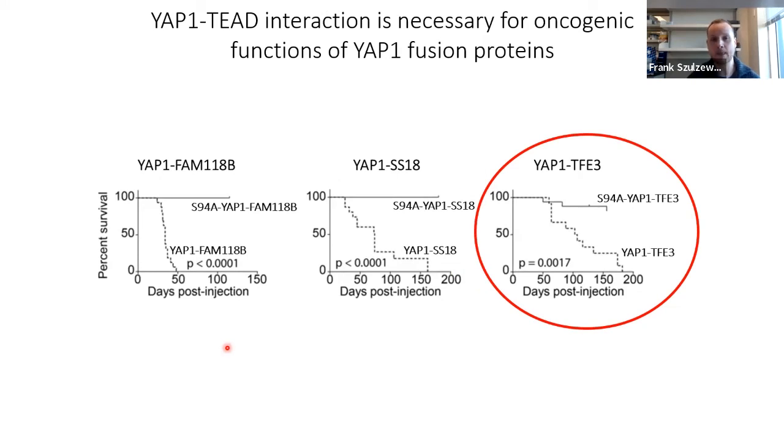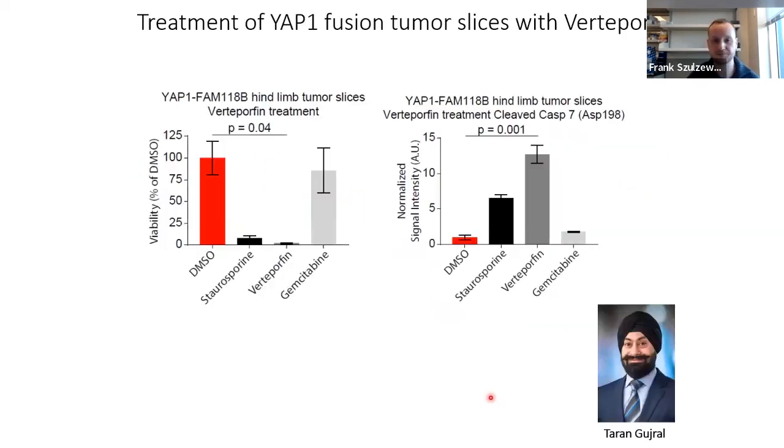And again, we also take these mutant versions that cannot bind to TAZ and inject them in our mouse model, and we see either complete abrogation of tumor forming capacity, or significant reduction here for YAP1 TFE3. And the last thing that we did is that we took our mouse tumors, generated tumor slices, and cultured them, and we can treat them with different drugs.